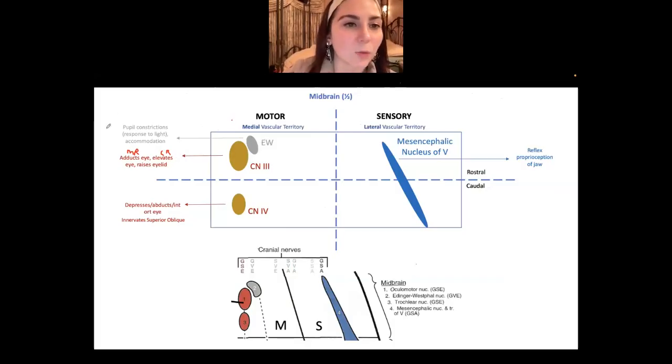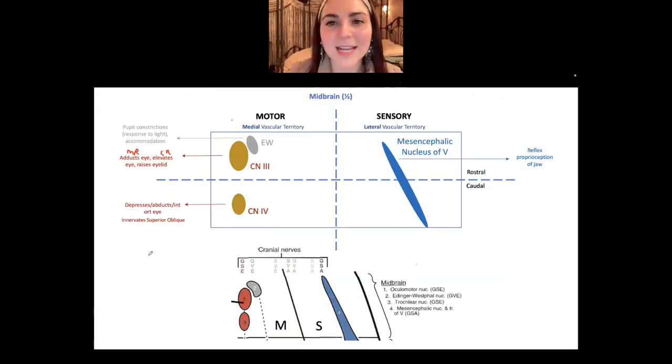And then the Edinger-Westphal is going to do your pupillary constrictions, and it's going to do your accommodation reflex. That's what Edinger-Westphal is involved with. The caudal portion of the motor region of the brainstem is going to be cranial nerve 4, and this is going to do your intorsion, because it innervates your superior oblique.